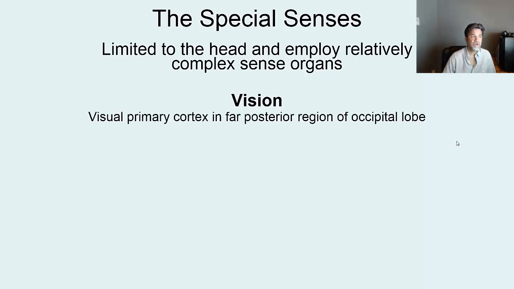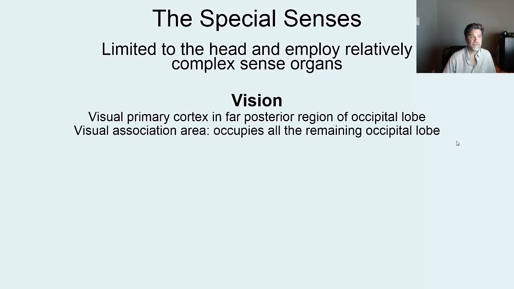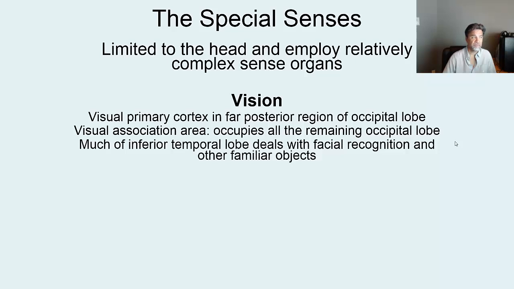Right? So for the special senses, visual information is processed in the occipital lobe. That's the sensory location for it. And the area called the visual association area, which is going to try to make initial sense out of what you're seeing, is found in the rest of the occipital lobe.